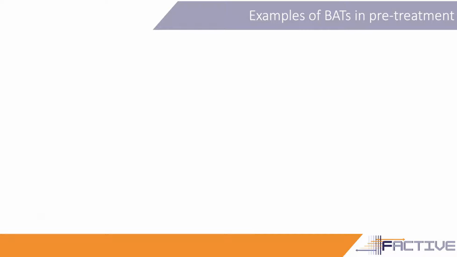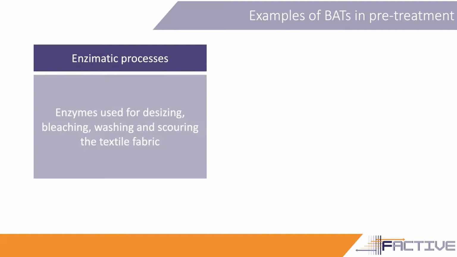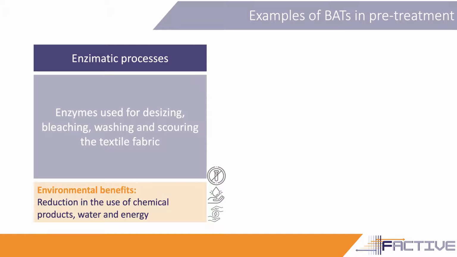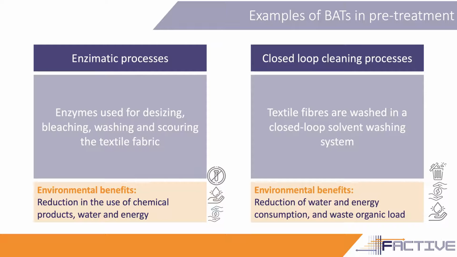Environmental improvements in pretreatment processes could be: use of enzymes to substitute chemicals. Enzymes, like amylases, pectinases and others, can be used in a large number of processes. This reduces the use of chemicals and allows to save energy and water. Cleaning textile fibers by using a closed loop solvent washing system. In this way it's possible to reduce water and energy consumption and prevent high loads of organic pollutants in water streams.